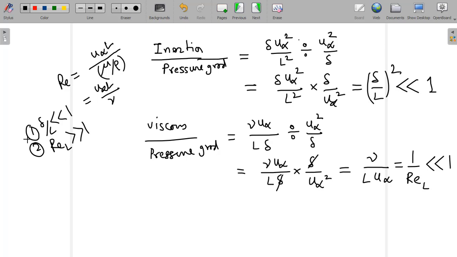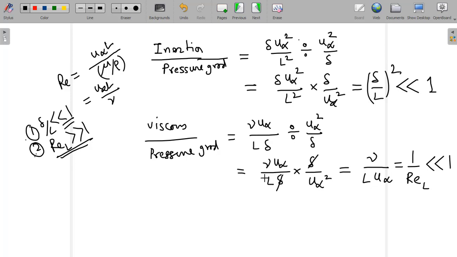These two are not actually separate assumptions. These two are basically dependent assumptions. If the Reynolds number is very large, definitely this fact will come. They are not actually independent assumptions. Anyway, these are the assumptions that we are considering.